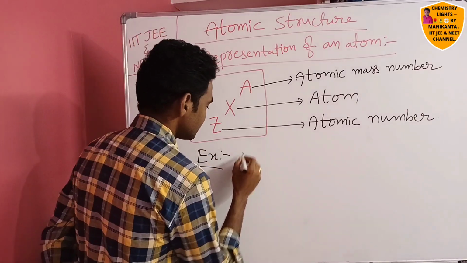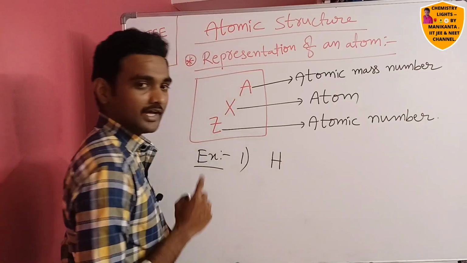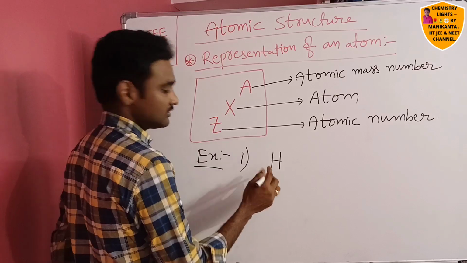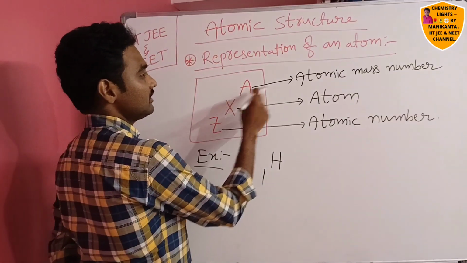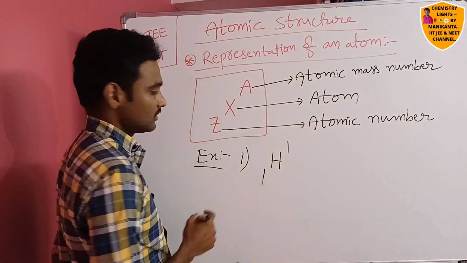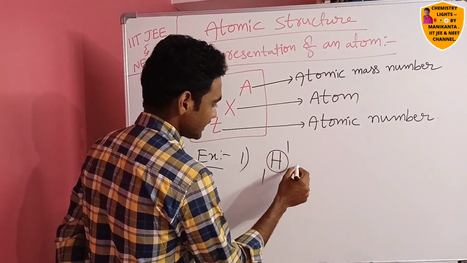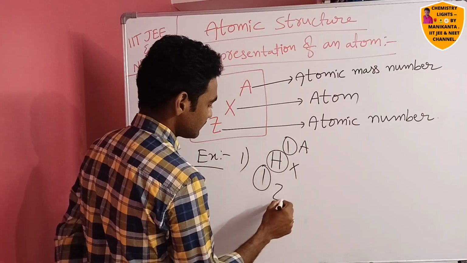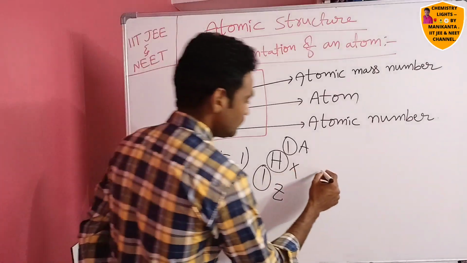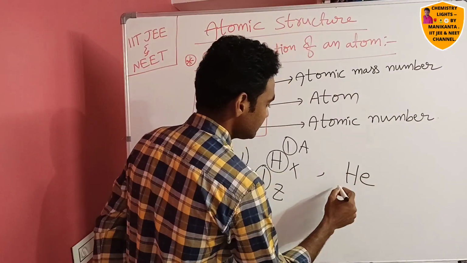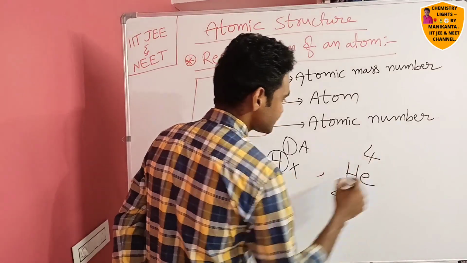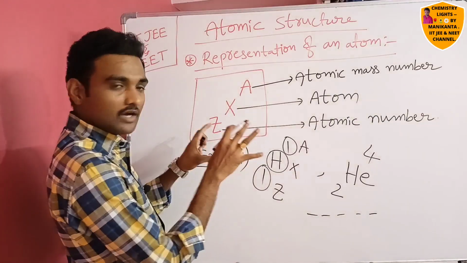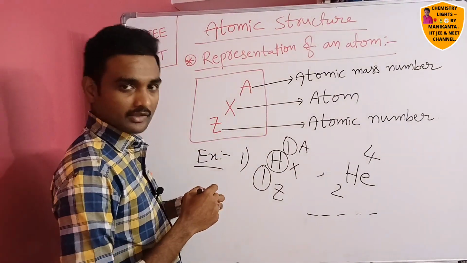For example, I will give one example. Hydrogen is the atom, X in this case is hydrogen. What is the atomic number of hydrogen? 1. What is the atomic mass number of hydrogen? Also 1. So it is X, it is A, it is Z. That is the meaning. Next example, helium. Helium atomic number 2, atomic mass number 4. So like that, so many examples are there. So this is the representation of an atom. You have to remember properly.